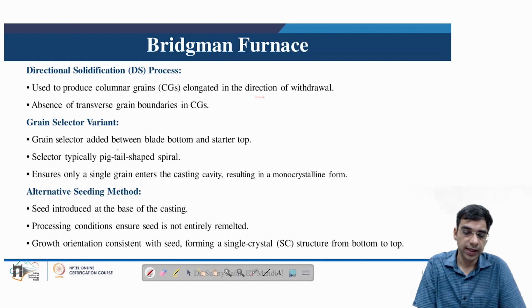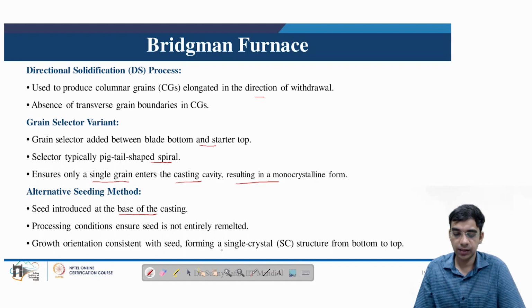So grain selector is added at the blade bottom and the starter top. This is typically a pigtail shaped spiral opening, which ensures that every time a single grain enters the casting cavity, resulting in a monocrystalline form. Sometimes, as discussed earlier, alternative seeding may also be introduced at the base of the casting, and processing conditions may need to ensure that the seed is not entirely remelted. So grain growth orientation with seed results in single crystal structure from bottom to top.